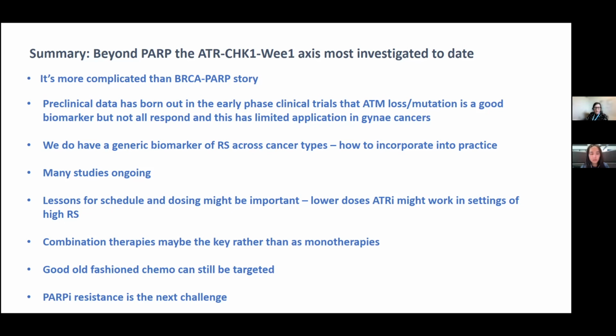There are lots of studies ongoing, and some of those are in combination rather than monotherapy. And as I've already said a couple of times now, good old-fashioned chemotherapy can still be a targeted treatment. And perhaps we need to think more cleverly about how we offer women chemotherapy. And then finally, obviously, the next challenge is PARP resistance. And I think that targeting the DDR is going to be key in terms of potentially overcoming that.